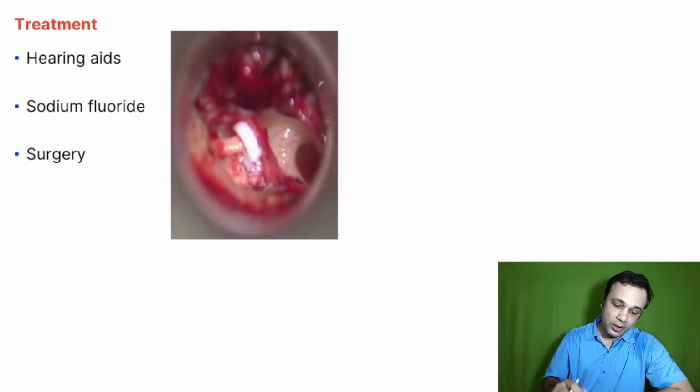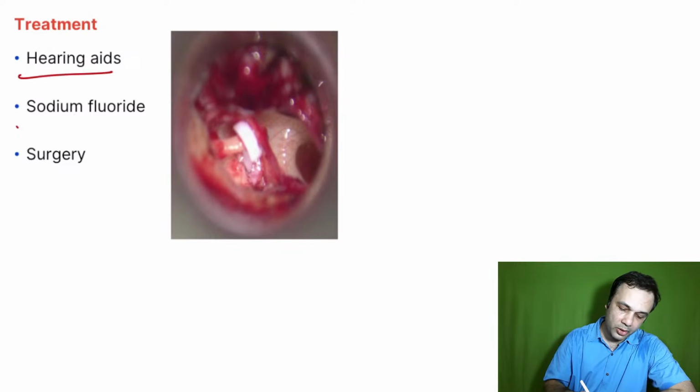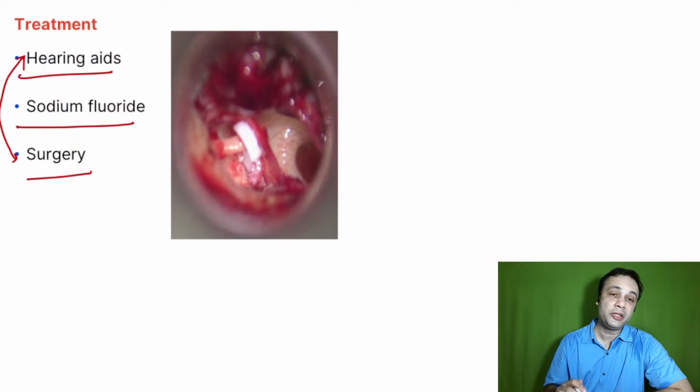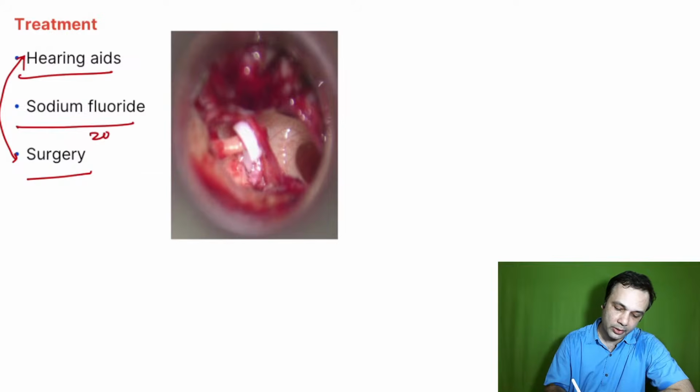So when you talk about treatment, you have three important treatment modalities, that is hearing aid, sodium fluoride and surgery. Here, these three options should be given to the patients, especially if the patient is not in the active phase. You can give hearing aids and surgery as two options. If the patient is in active phase, you can give sodium fluoride, that is 20 to 40 milligram per day.